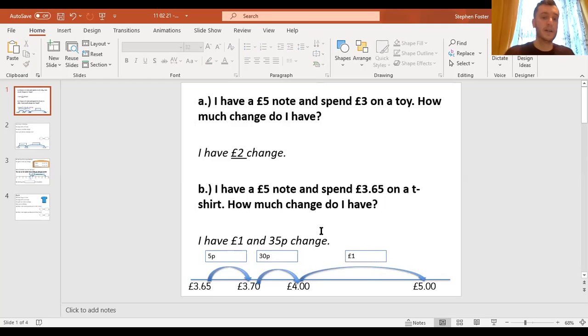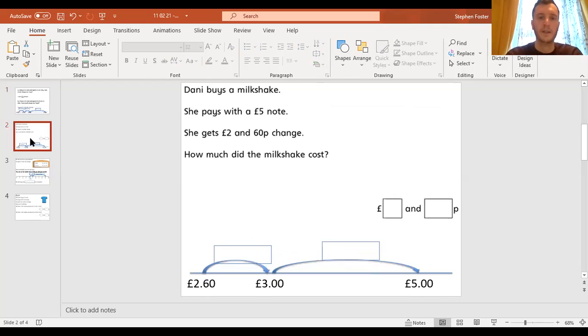Well done if you got that, and well done if you managed to use that number line to help you with those jumps too. Let's have a look at another one. Danny buys a milkshake. She pays with a £5 note. She gets £2.60 change. How much did the milkshake cost? So again, I've recommended using that jumping on strategy, and I've given you an idea how you can start. As always, pause the video, have a go, and we'll look through it together.